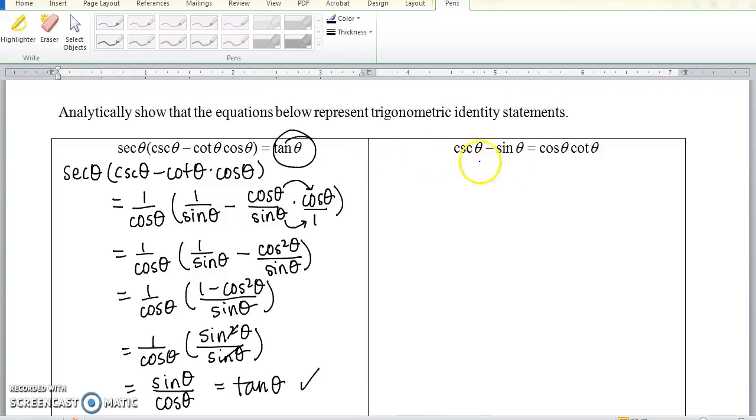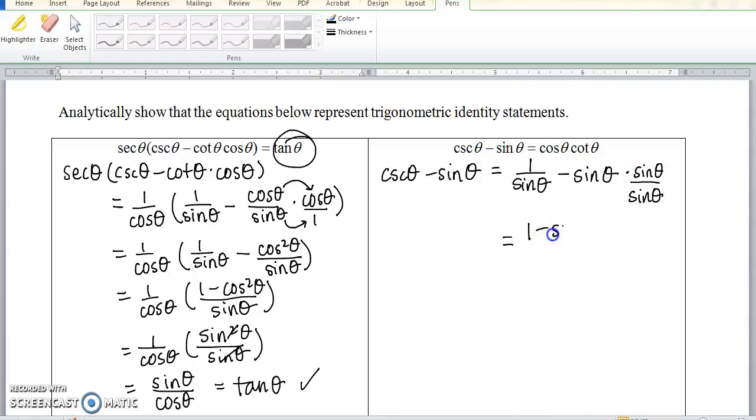Okay, next one, we're going to start with the left side again. Cosecant of theta minus sine of theta. So rewrite that. Cosecant, 1 over sine, minus sine of theta. So again, in order to combine these, we're going to have to get a common denominator. So we're going to take the sine of theta and multiply it by sine of theta over sine of theta, so it has that denominator sine of theta. When we multiply those together, we get sine squared in the numerator. So we have 1 minus sine squared theta all over sine of theta.